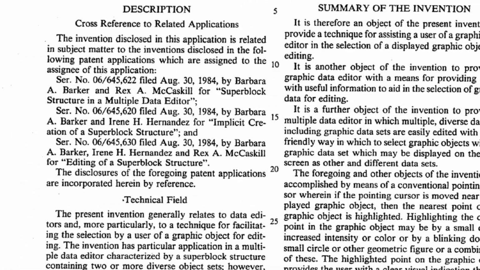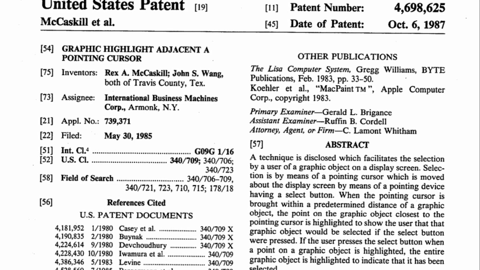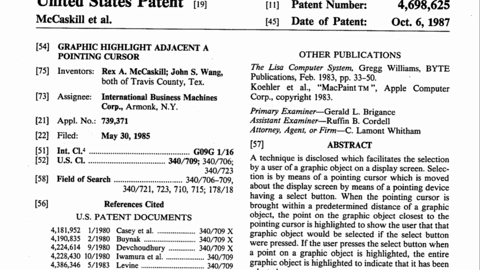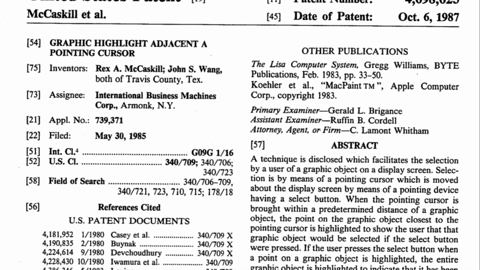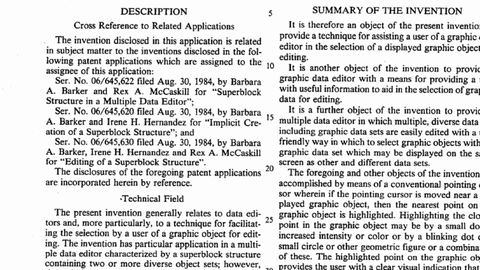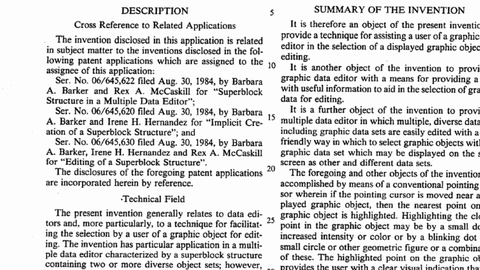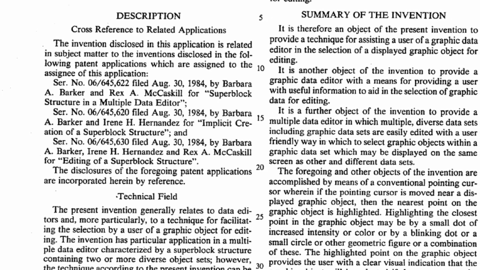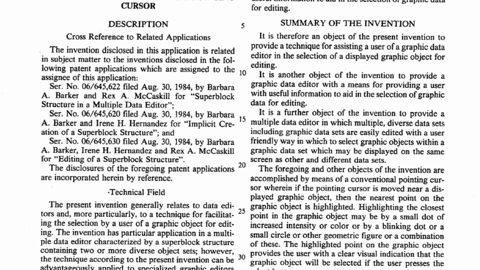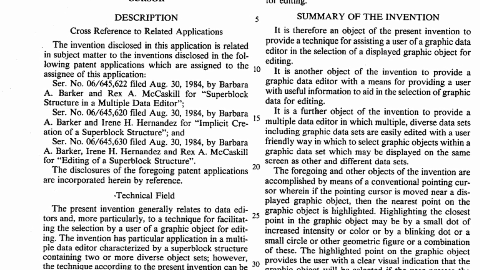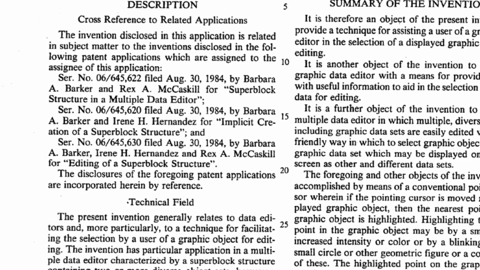Serial number 06645-620, filed August 30th, 1984, by Barbara A. Barker and Irene H. Hernandez for implicit creation of a superblock structure. And serial number 06645-630, filed August 30th, 1984, by Barbara A. Barker, Irene H. Hernandez, and Rex A. McCaskill for editing of a superblock structure. The disclosures of the foregoing patent applications are incorporated herein by reference.